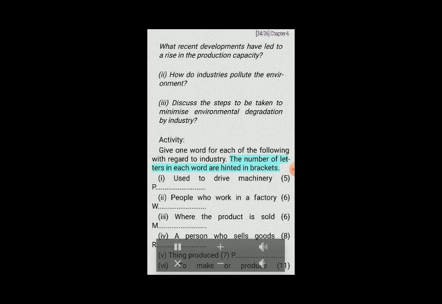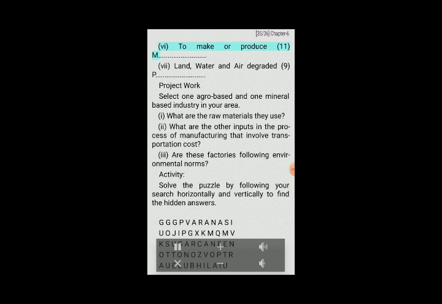Activity. Give one word for each of the following with regard to industry. The number of letters in each word are hinted in brackets. I. Used to drive machinery, 5p. II. People who work in a factory, 6w. III. Where the product is sold, 6m. IV. A person who sells goods, 8r. V. Thing produced, 7p. VI. To make or produce, 11m. VII. Land, water and air degraded, 9p.